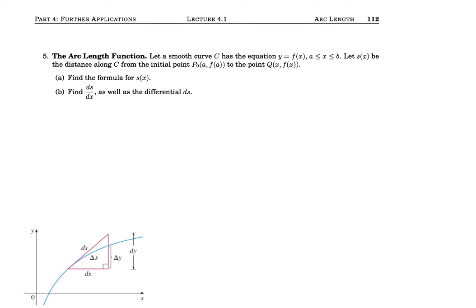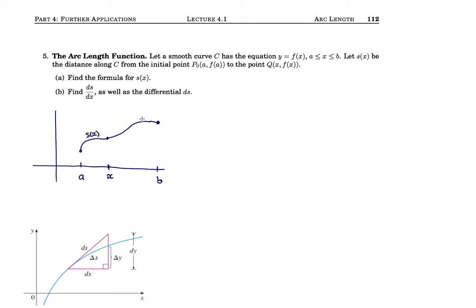Now if we imagine traveling along a curve, in this case going from A out to B, and the curve looks something like this. Then as we move along, at each x value that we pass through, we've traveled a certain distance along the curve. And that distance that we've traveled along the curve we're going to call s of x. It's going to be a function of x.